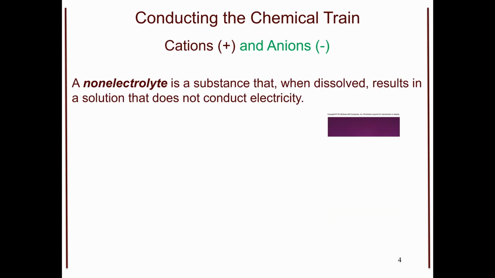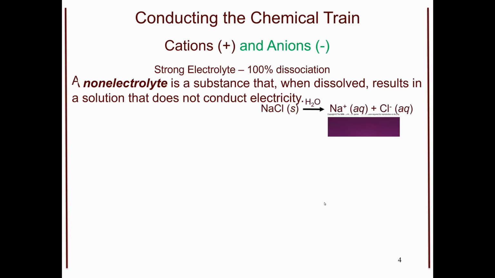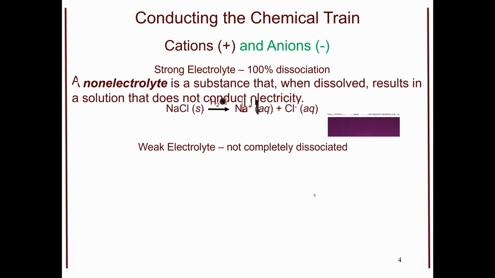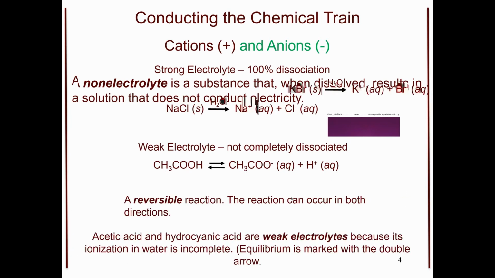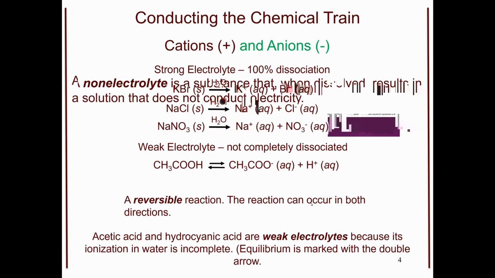This means that we want to have our ionic compounds. So a strong electrolyte dissociates completely. This means that if we put it into solution, it would prefer to be the ions and not the solid. An example of this is sodium chloride. We also have other examples of that, and that is potassium bromide as well as sodium nitrate.